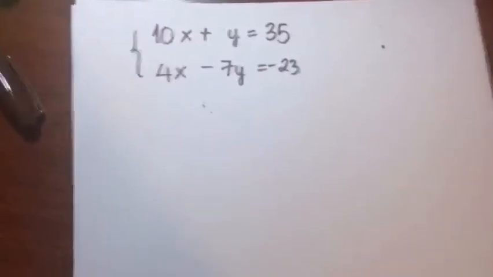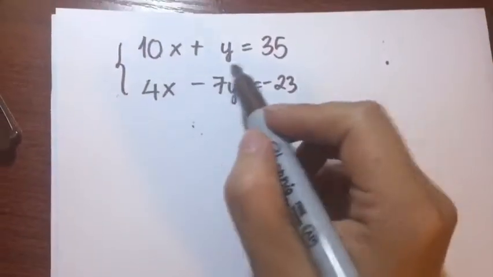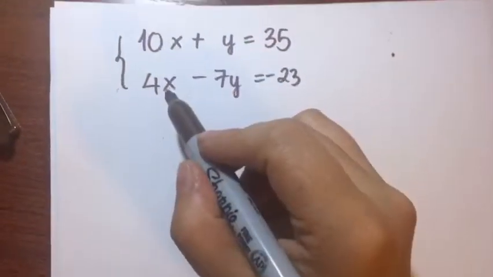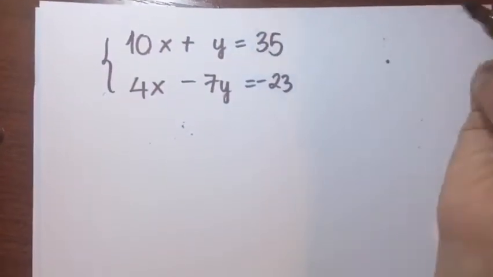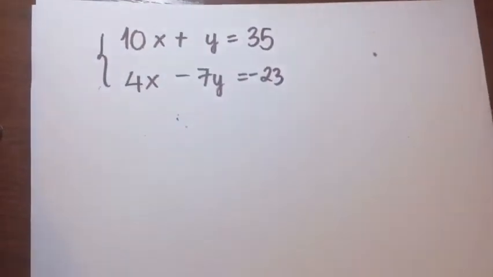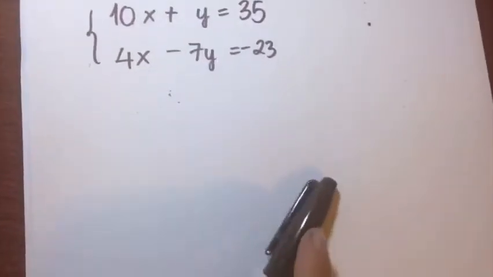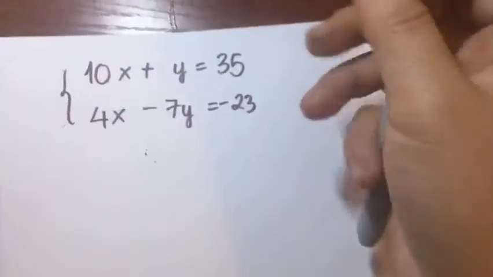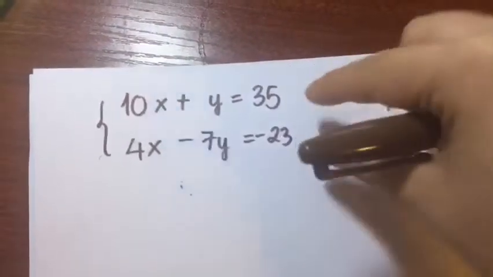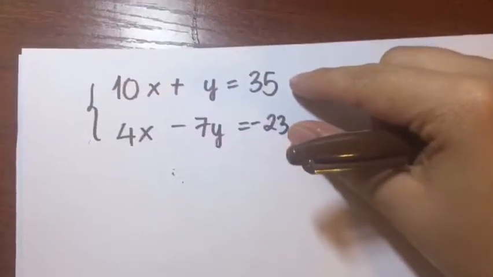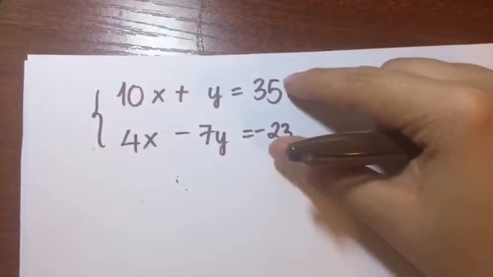Okay, so this is the example that we have. 10x plus y equals 35, and then 4x minus 7y equals negative 23. What we want is to solve for where these two lines cross, or we're trying to solve for a pair of x and y. The solution is an x and y that is true for both of these equations.